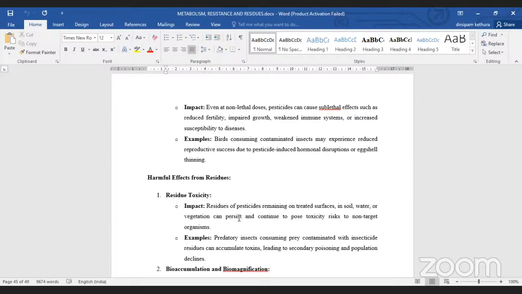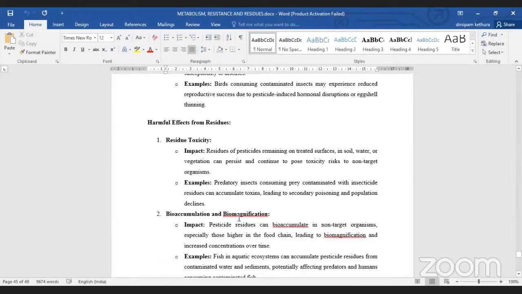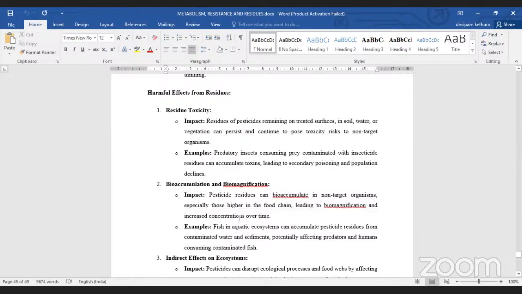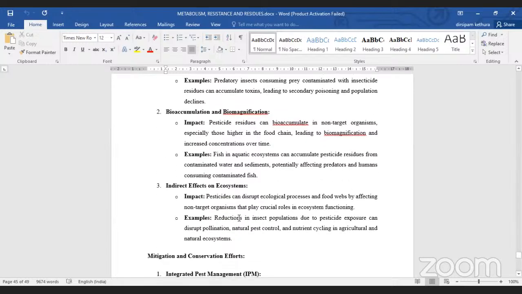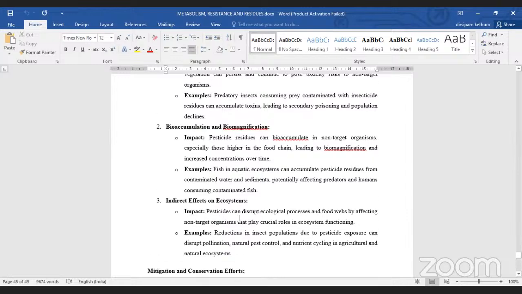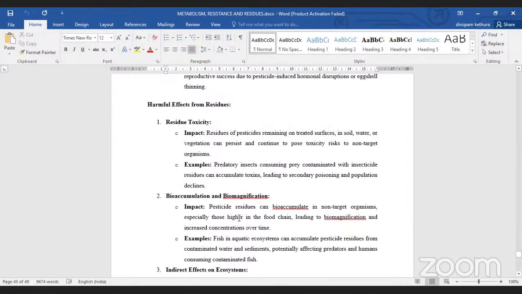And the second one here is harmful effects from residues. The first one under harmful effects from residues is residue toxicity. Second one is bioaccumulation and biomagnification. The third one is indirect effects on ecosystem. What is residue toxicity? What is its impact?